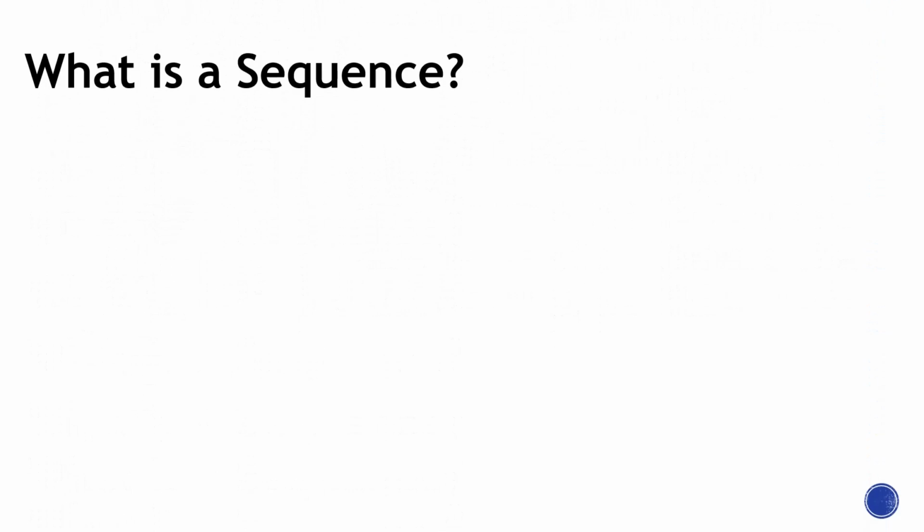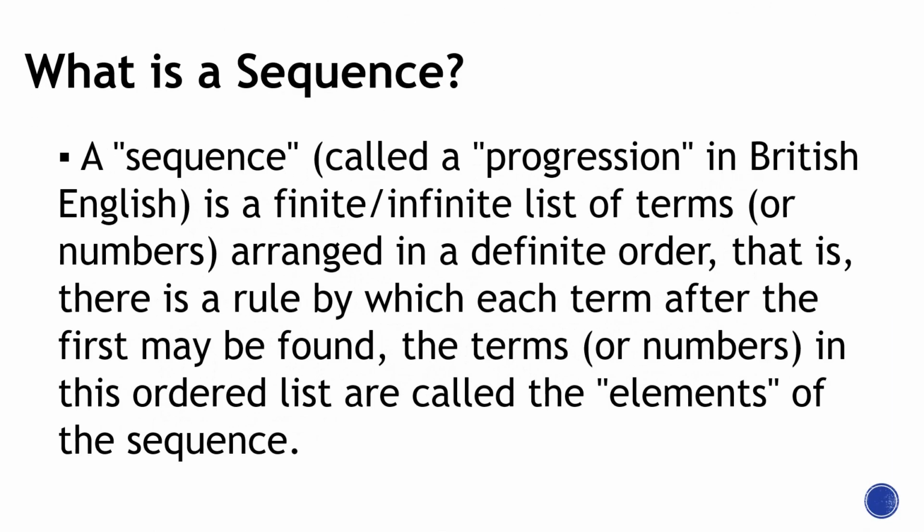Let's define first what a sequence is. A sequence is basically a finite or infinite list of terms or numbers arranged in a definite order. That is, there is a rule by which each term after the first may be found. The terms or numbers in this ordered list are called the elements of the sequence.